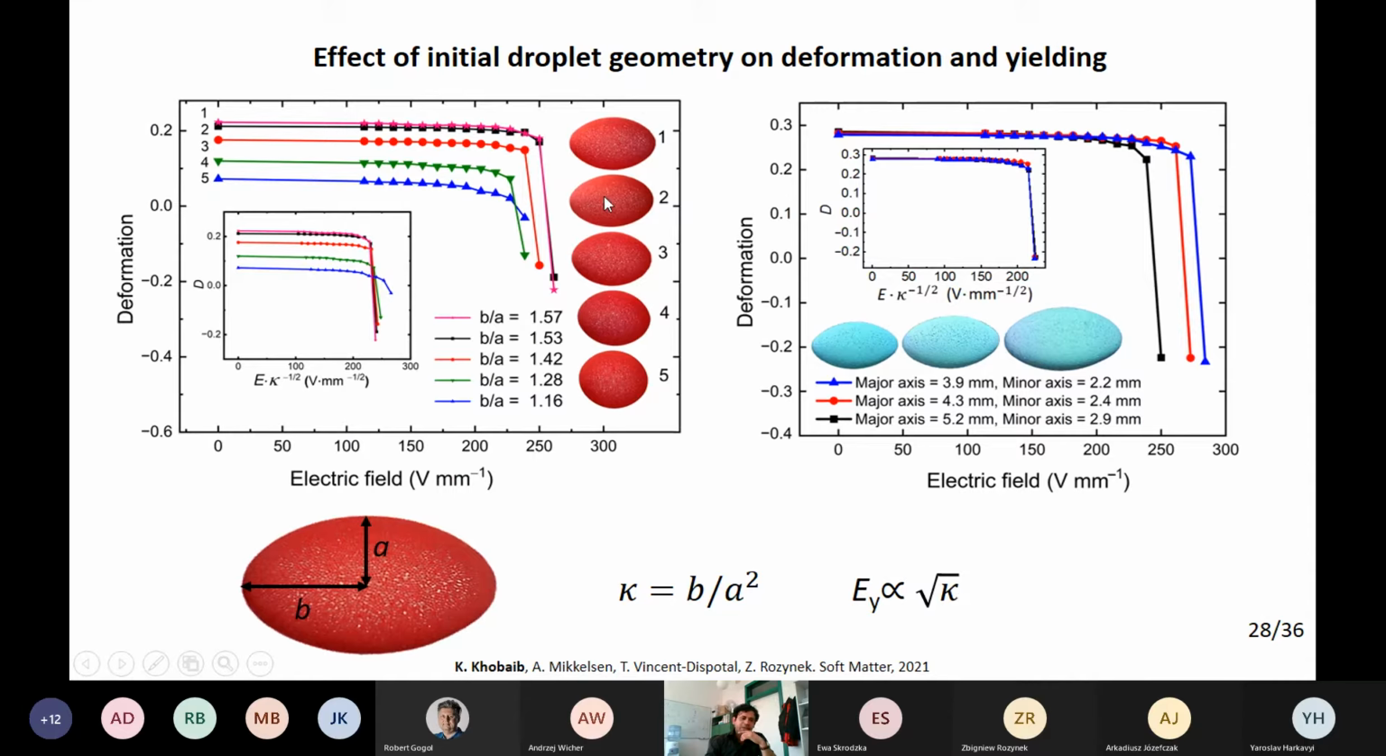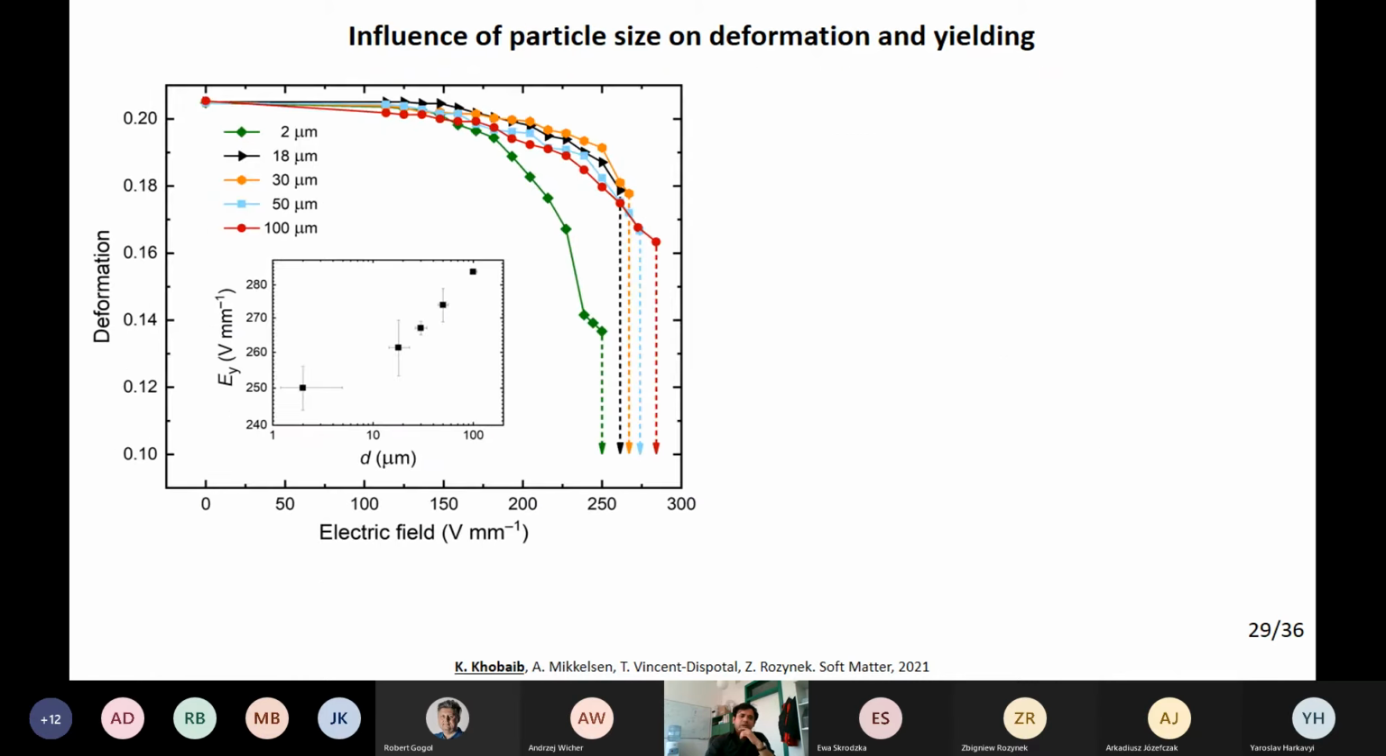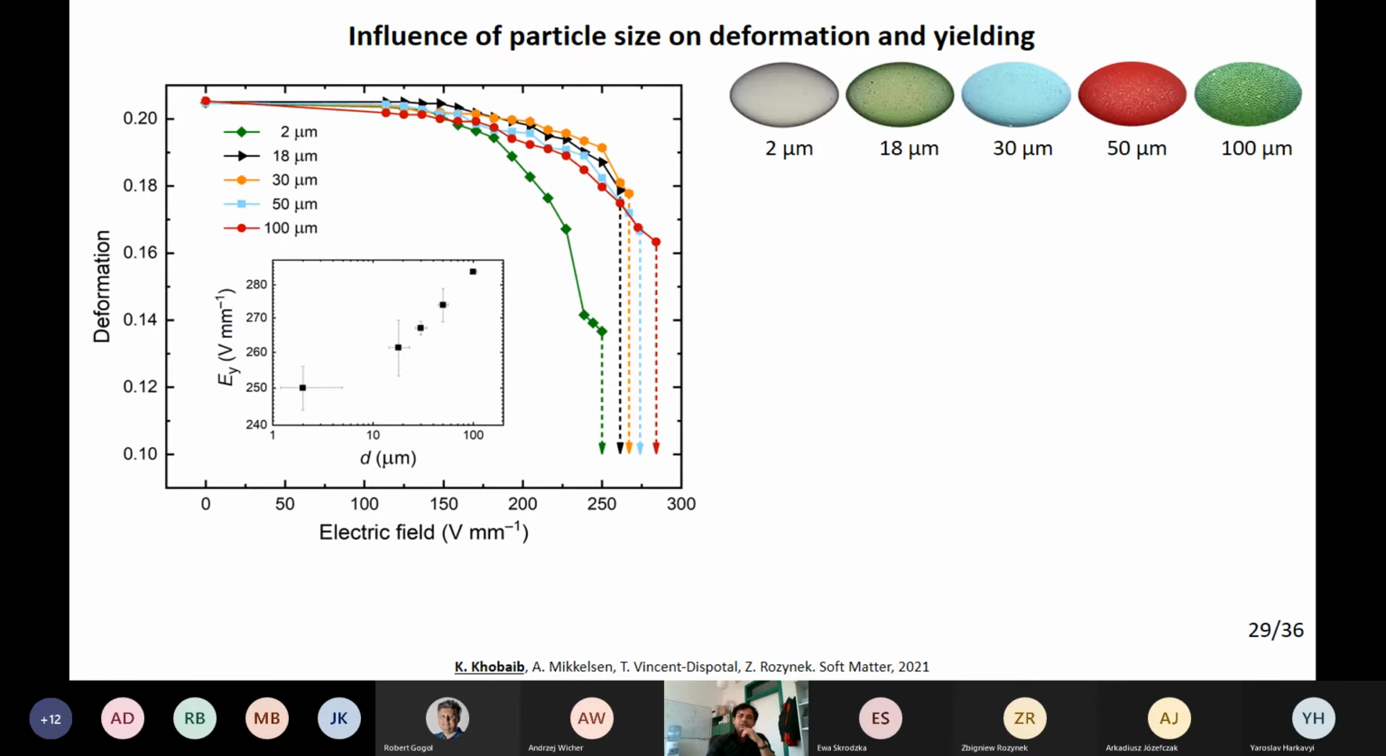After seeing the mechanical properties by changing the curvature, we studied a little bit more deeply. We planned to see the effect of particle size on the mechanical properties of the particle shell. Here we prepared different sizes of the particle shell, from 2 micrometer to 100 micrometer particle covered droplet in prolate shape.